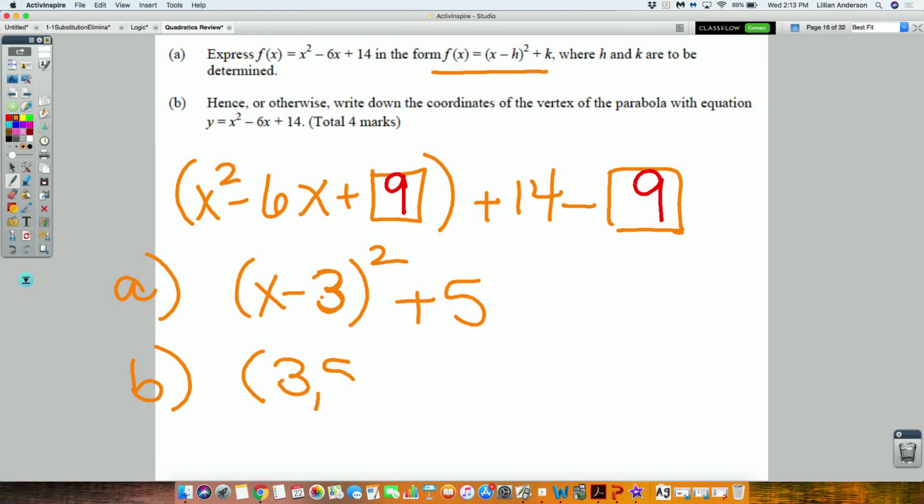3, 5. Remember, in vertex form, it's always the opposite of x and then comma, well, opposite of h and then comma k.